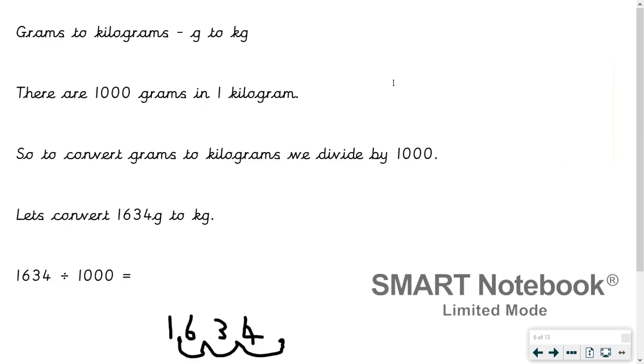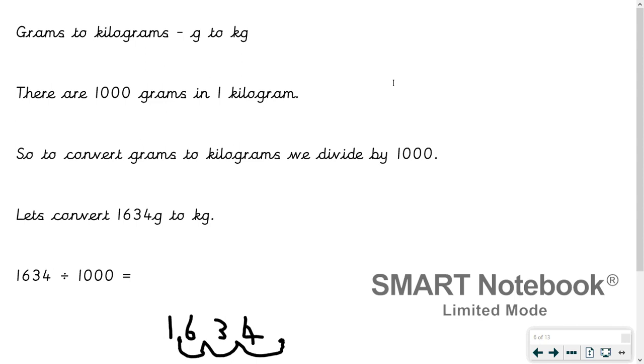So the way we're going to convert between them is grams to kilograms. So the smallest to the next largest. There are 1,000 grams in 1 kilogram. Hopefully we already knew that. If you didn't, burn that into your brain. 1,000 grams in 1 kilogram. So exactly the same as we did when we were converting meters to kilometers last week.